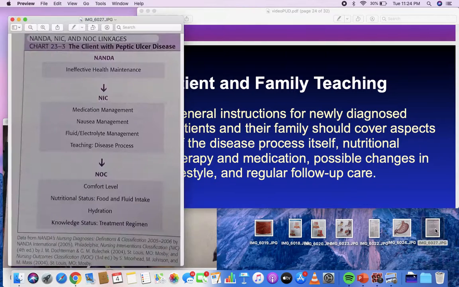So here, as you can see, for the NANDA, NIC, and NOC linkages, is the client with peptic ulcer sample, ineffective health maintenance. For the NIC, it's the medication management, nausea management, fluid electrolyte management, teaching the disease process, and for NOC, it's the comfort level, the nutritional status, food and fluid intake, hydration, and knowledge status, treatment regimen.